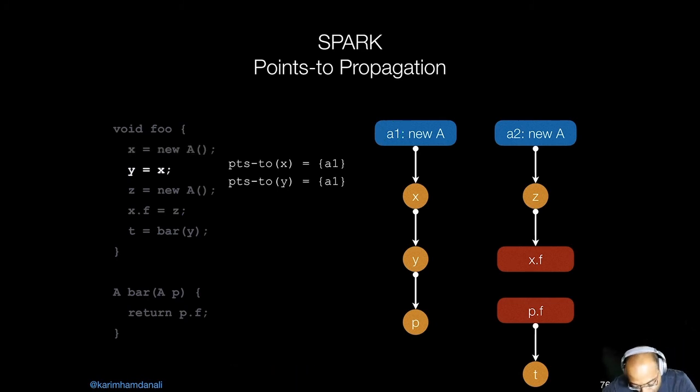In the second statement, I'm going to say, what is my points to set for y? Well, it is the same. It is going to be the points to set of x union the existing points to set of y. The existing points to set of y is empty, so it's the empty set union the points to set of x, which is a1, so it's going to be the set a1. For z, it is going to be the set a2, because it is just the initial set that I have from that new node, new a.